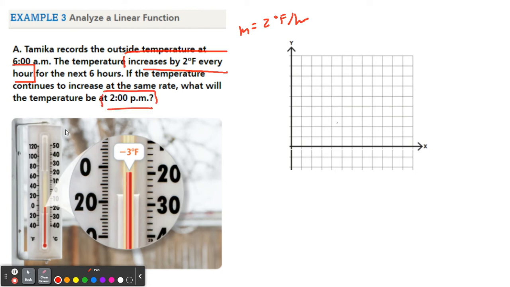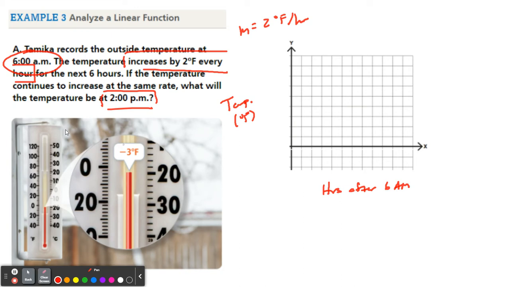Well, I'm going to draw a graph real fast. We're going to put temperature on our y, temperature in degrees Fahrenheit. And on our x value, and this is kind of tricky, this is going to be hours after 6 a.m. Because she started recording the temperature at 6 a.m., this is again going to be hours after 6 a.m. The reason I have this y-axis a little bit longer is because there's going to be some negative temperatures involved.